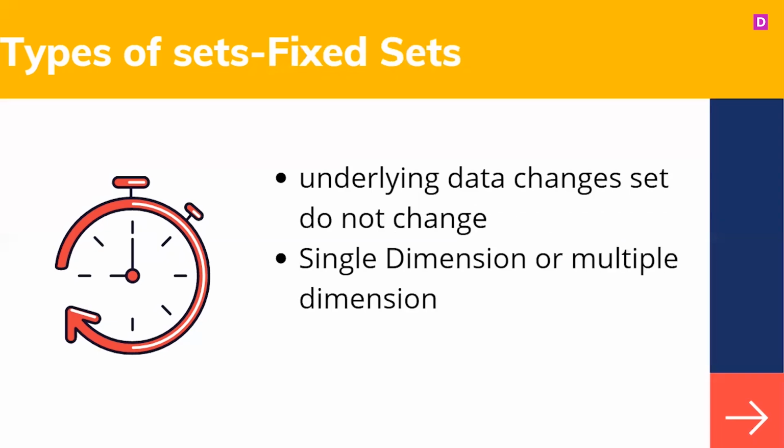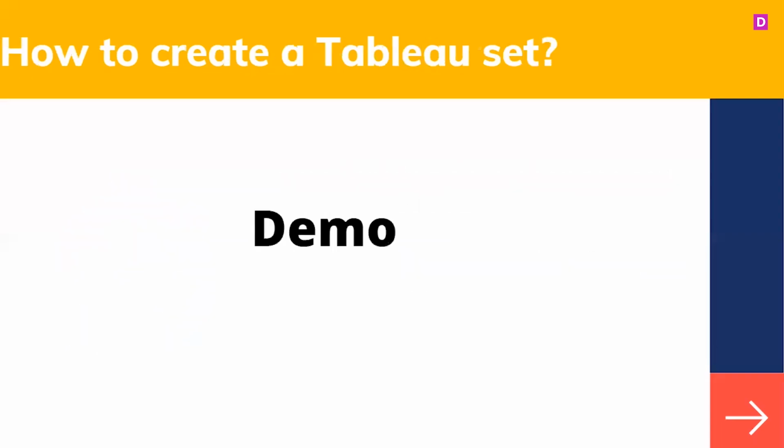Also, if you take a fixed set, if you make any changes to your underlying data, that is not going to have any impact on the sets which you have created. Since this set is not affected by changes in the underlying data, this type of fixed set can be applied to both a single dimension as well as multiple dimensions. So this is theoretically what a set means. Now you need to understand how to create a set in Tableau. This is a very simple option in your Tableau.